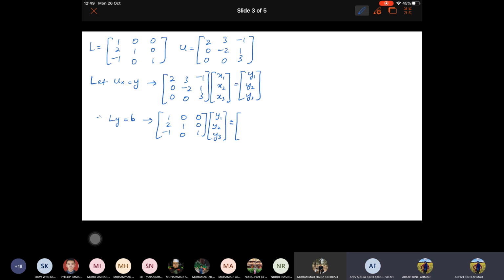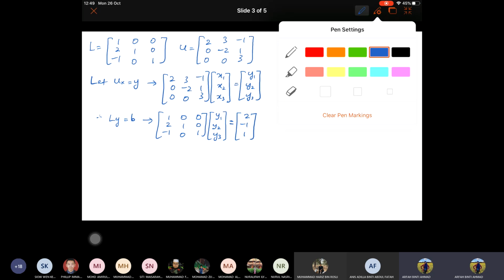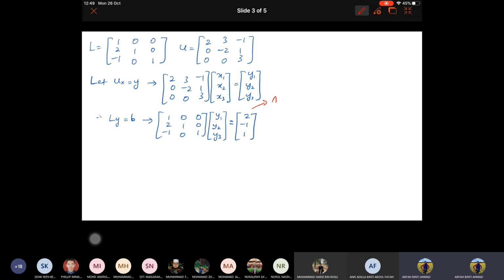2, negatif 1, 1. Ya, betul. Ini daripada answer matrix. Sebab kalau ingat awal-awal tadi kita ada X sama dengan B. So ini adalah matrix B, B yang ini. Okay. So solve this one. Solve for Y1, Y2, Y3.